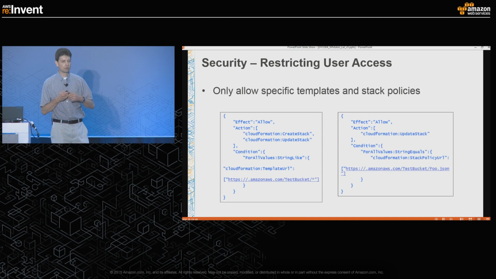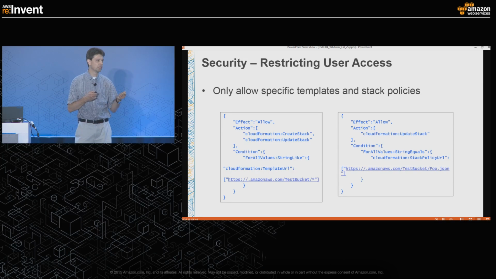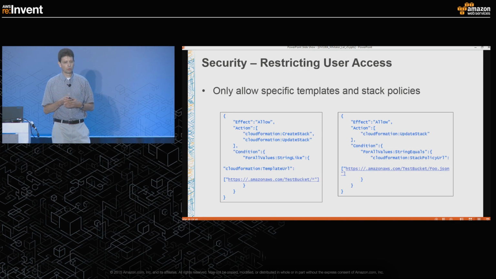So maybe I don't ever want to update my database, regardless of what happens. Or maybe I'm okay updating it as long as it doesn't replace it. So you can describe policies like that in the policy document. So essentially, when you call create or update, you can pass a template as well as a policy document. What we've added, and we announced last week, is the ability to describe, for particular users or roles or groups of users through IAM, where those artifacts come from.